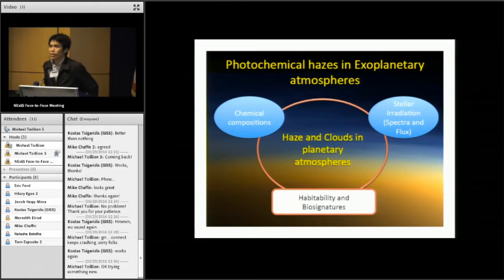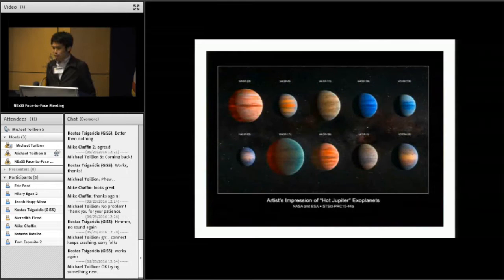I know that's ambitious, but it's also related to habitability because it strongly affects the climate. So I'd like to talk about two things here. This is the gas giant in artistic impressions. I think most of these colors have no strict basis, so this is really imagination.